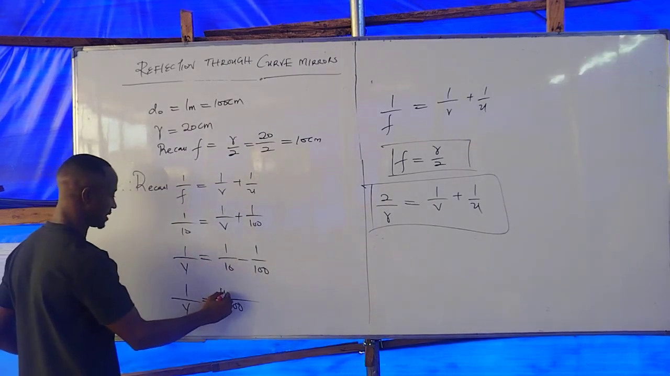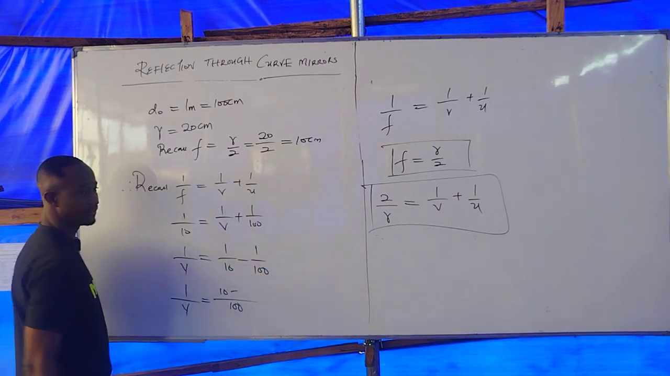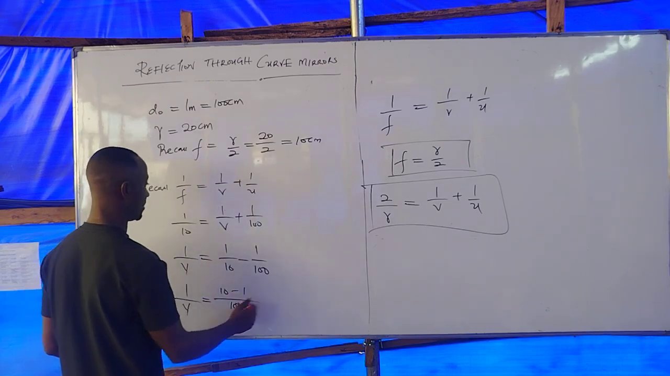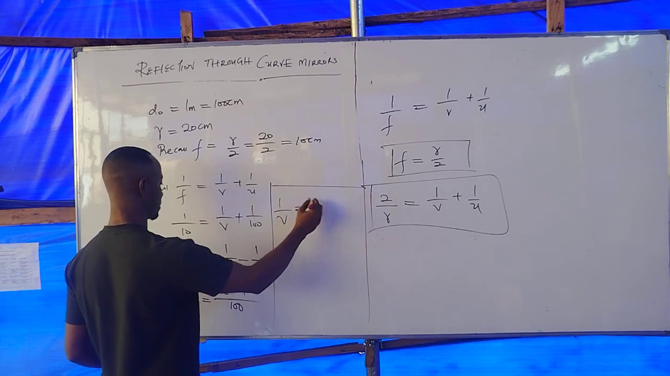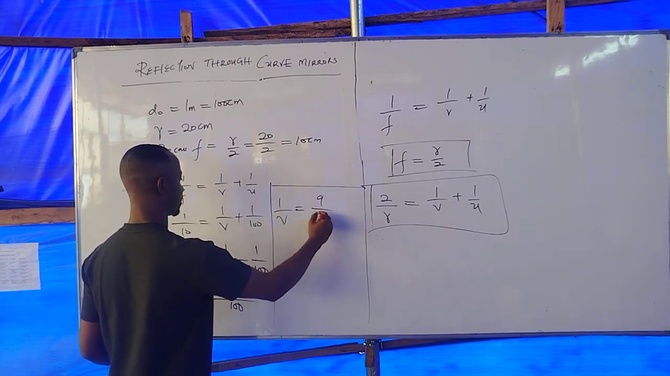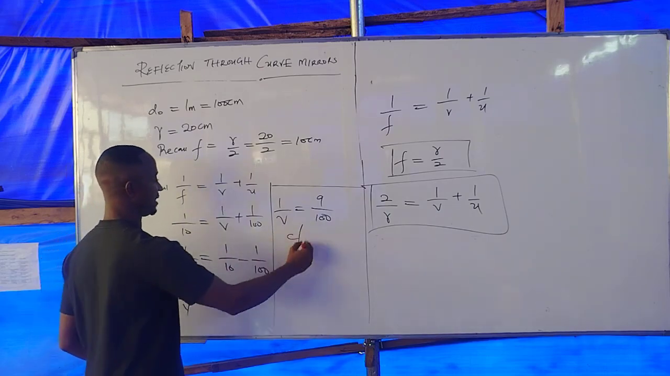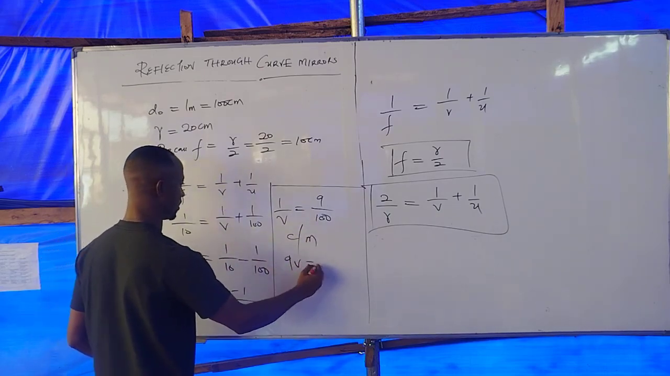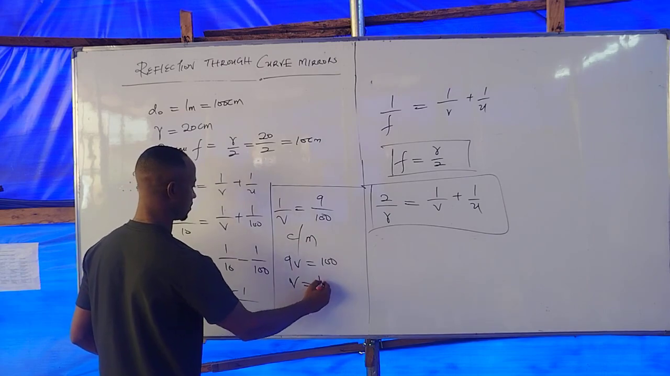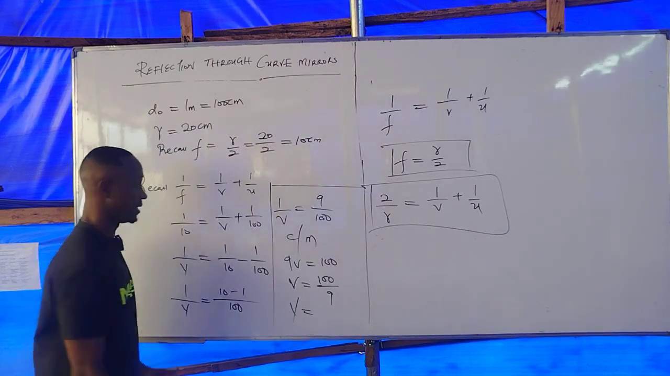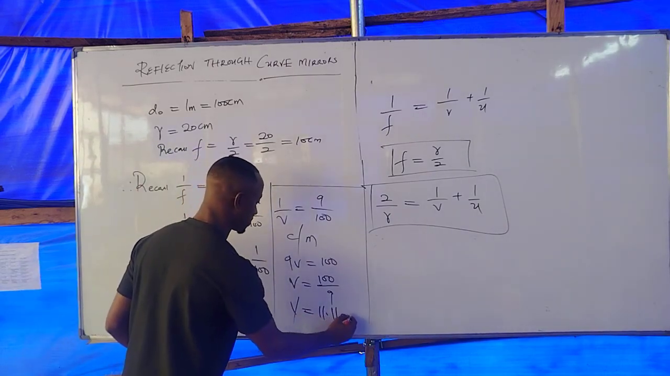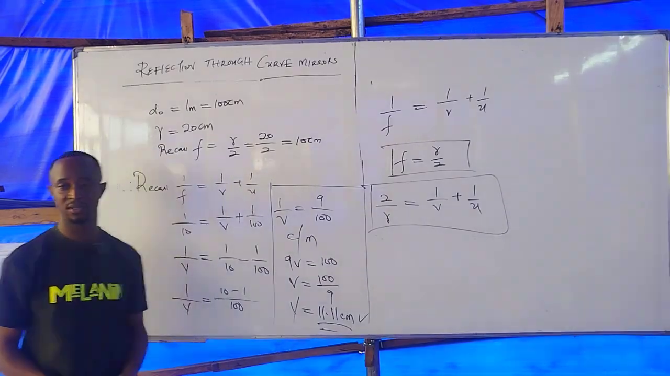10 times 1 is 10. Minus, divide 100 by 100, what do you have? Times 1, we have 1. So that implies 1 over v equals 9 over 100. I'll cross multiply. That gives us 9v equals 100, so v becomes 100 over 9. What's that v when you divide? Please divide for me. 11.11 cm. Are you following? Okay.